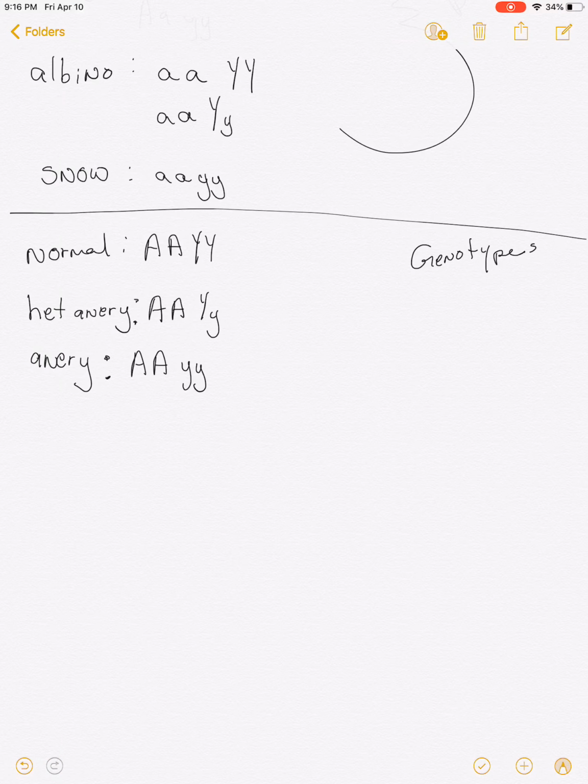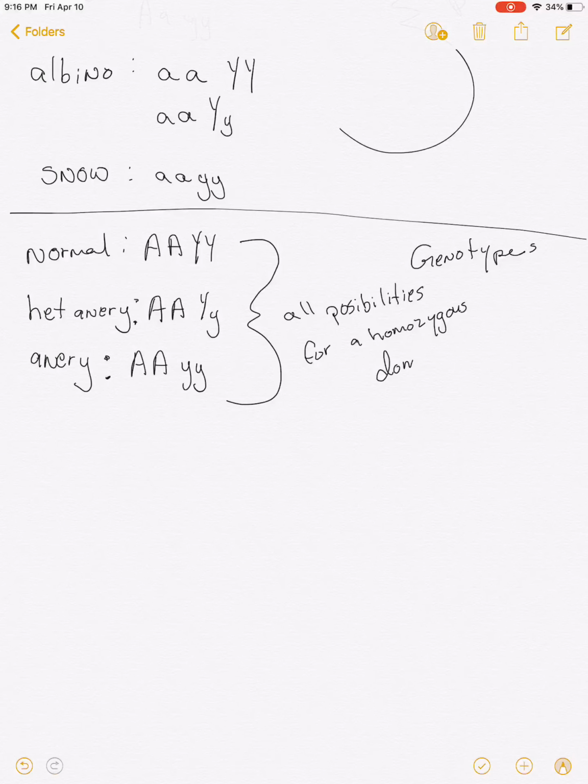So essentially all that it's done for these top three is the top three are all the possibilities for a homozygous dominant A allele. So that's how they're kind of sorting them, is by their homozygous dominant, or their A kind of dominance there. And then it's moving on to the Y.